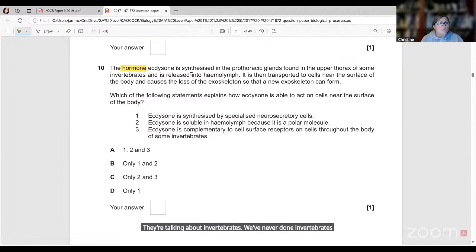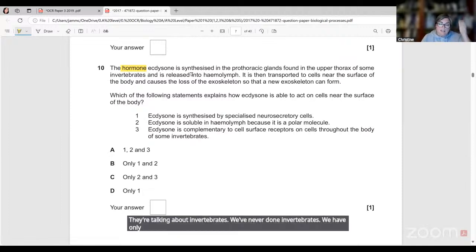Good luck, Alex, in your mock tomorrow. We've only ever covered the invertebrates when we look at gas exchange. We've only ever covered the invertebrates when we talk about the circulatory system, and now they've brought in hormones.